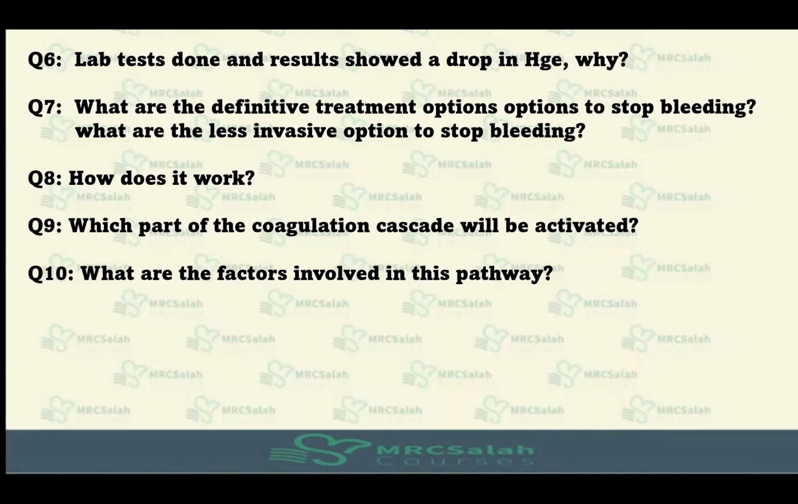Can you please tell me what the factors involved in the intrinsic pathway are? 12, 11, 9. Sorry, again, you said 12, 11, and what else? 12, 11, 9, 10. 9, you mean 9. 10 is not in the intrinsic, it's common. Yes, it's common. Okay, so we have 12, 11, and 9.